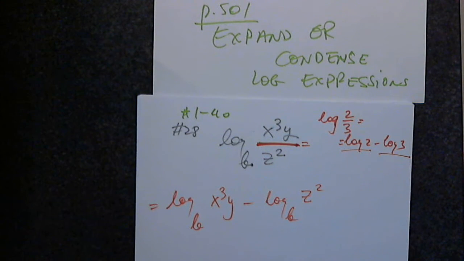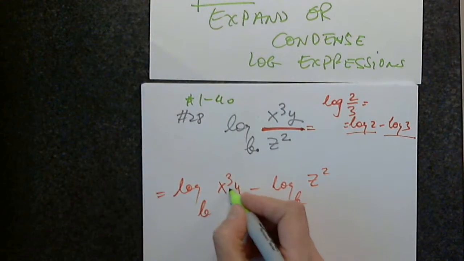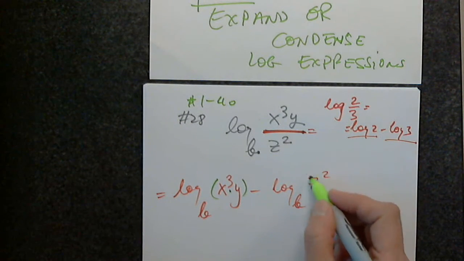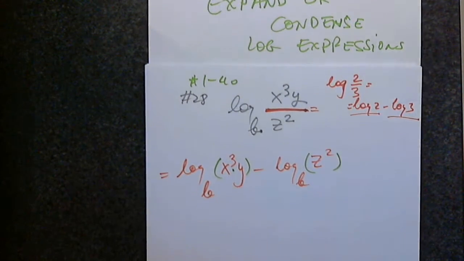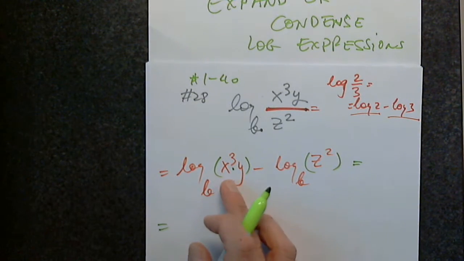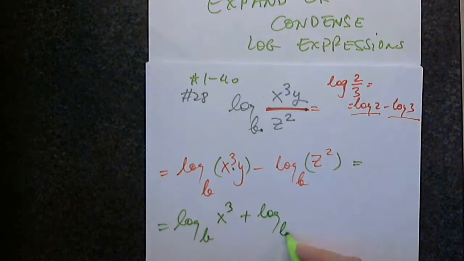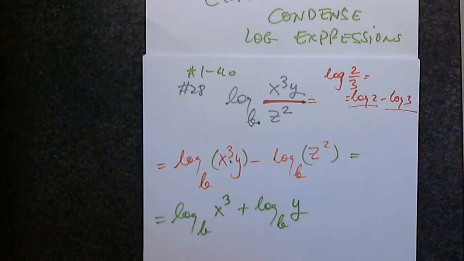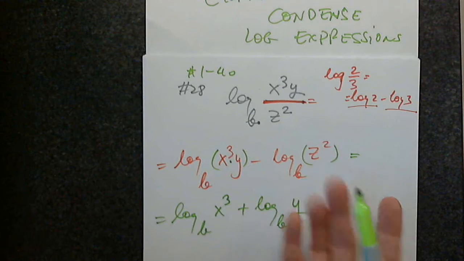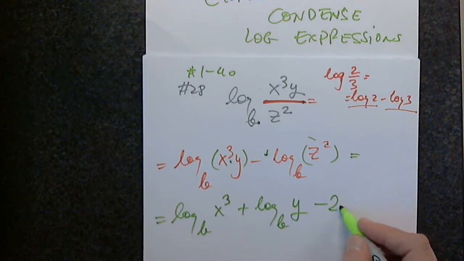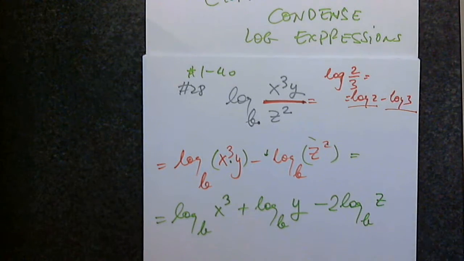Now I'm looking at the 2 logs we have, and I realize that one of them is log applied to a product, and the other one is applied to a power. Log applied to a product is log base b of x cubed plus log base b of y. And when I apply log to a power, all I have to do is put the power in front as a factor, multiplying log base b of z.